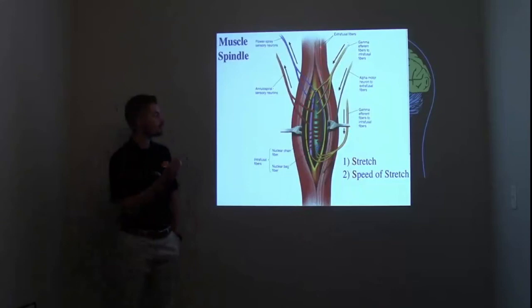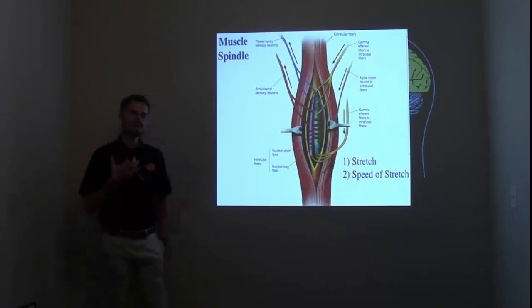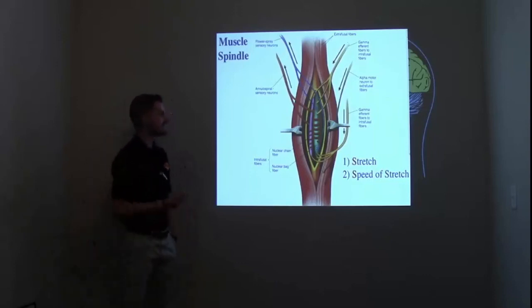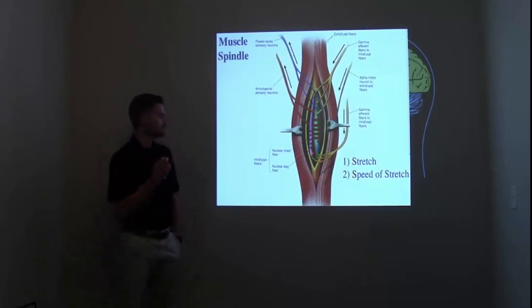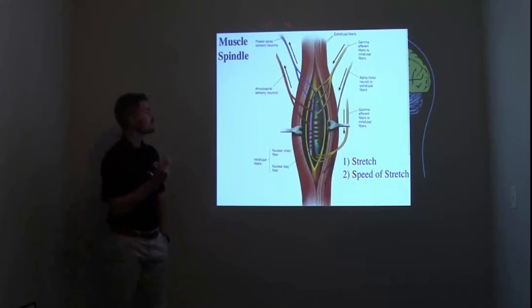Okay, so on the outside here you have the extrafusal fibers. I hope you can see my laser, it's pretty bright here. The extrafusal fibers on the outside are innervated by the alpha motor neurons. Those alpha motor neurons come in and create action potentials to make a contraction happen, and then inside of those extrafusal fibers you have the intrafusal fibers, which are our muscle spindles. We have nuclear chain fibers and nuclear bag fibers, okay? And wrapped around those intrafusal fibers we have the annulospiral sensory neurons and the flower spray sensory neurons.